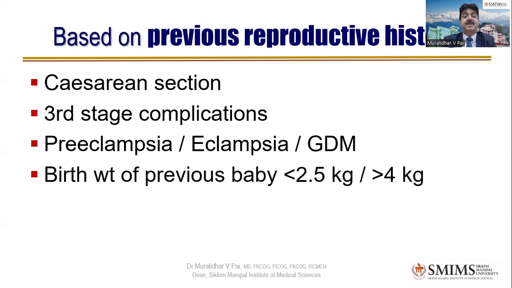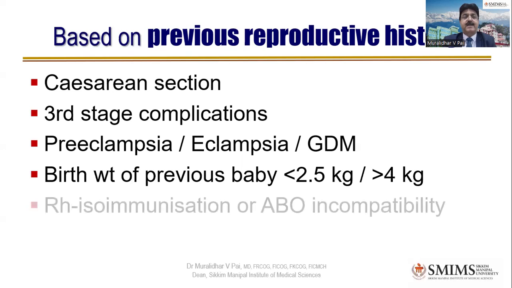Birth weight of previous baby less than 2.5 kg or more than 4 kg. Again, as I said, anybody having a tendency for FGR or small for gestation, or anybody having a tendency for a big baby, maybe the lady is obese, she has never bothered to lose the weight, or she is a known case of diabetes or hypertension. So these are the patients who will have problems every time they become pregnant.